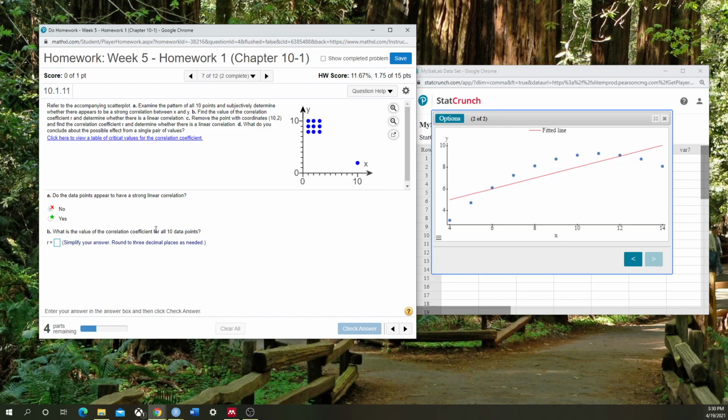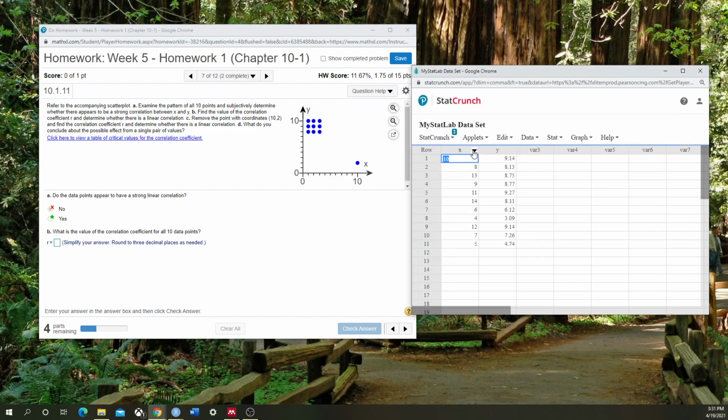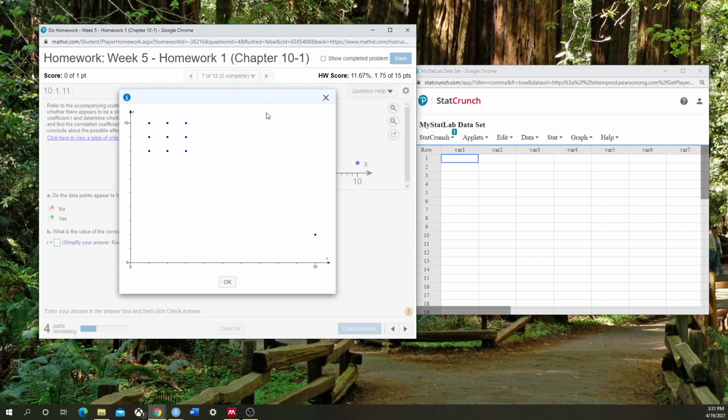what is the value of the correlation coefficient for all 10 points? So this one's tricky because now essentially we have to enter in the data ourselves, which is kind of a bummer because I don't really want to do that, but we can do it very quickly. I'm going to delete the column here and delete the column here. I'm going to make it even bigger so I can look at it here. I have 3 points at each, so I'm going to name this x and name this y.